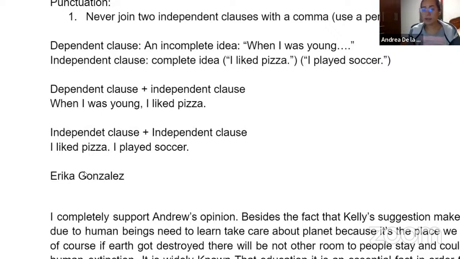For example, in this case, they are not related. Pizza and soccer, two different ideas. So I would use a period. But if they were related, like I like pizza, I didn't like sushi. So if I have two ideas that are related, they are both like food, then maybe I would use a semicolon there because they are related, right? So I'm making the separation smaller. Is this okay? Do you guys see the point? Yes? Do you guys have questions about this?